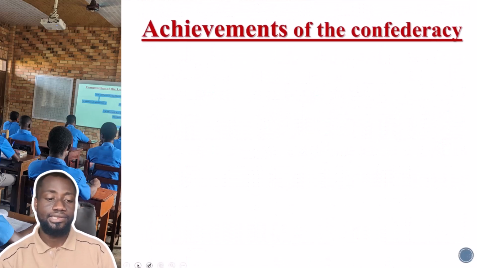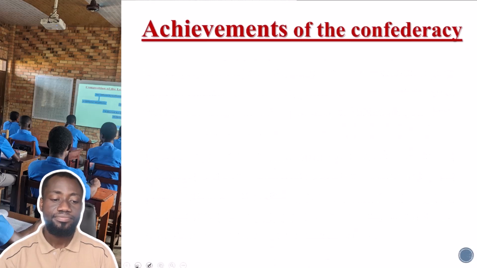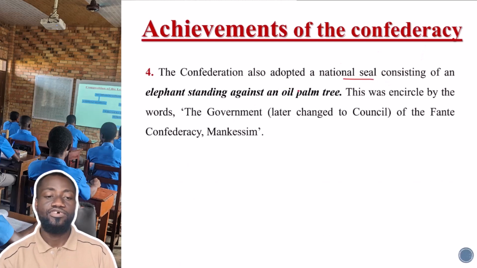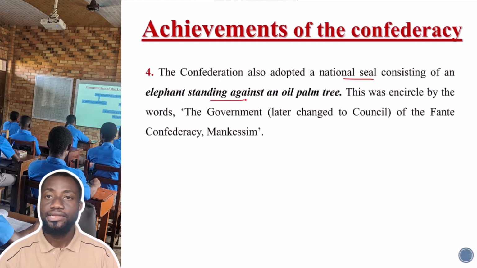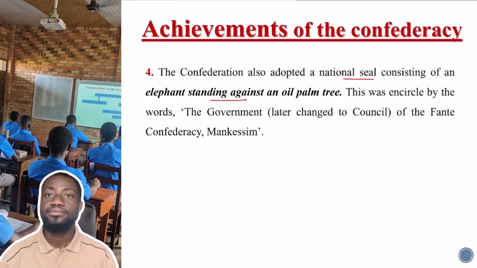Let's take a look at the other achievement of the Fante Confederation. Now, the Confederation also adopted a national seal consisting of an elephant standing against an oil palm tree. This was encircled by the words "the government," and later changed to the Council of the Fante Confederation, Mankesim.